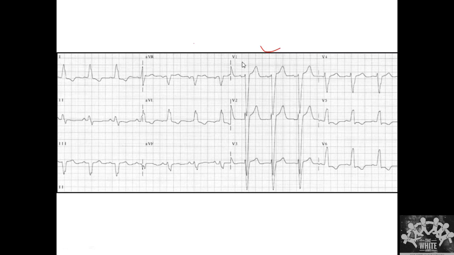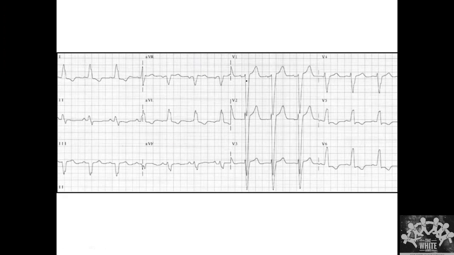Left axis deviation, correct. That should tell everything. What we are going to do is not look at only one part and say okay. You have to come to the axis also. So here you see lead 1 is positive, lead AVF is negative. So there is left axis deviation. Okay, left axis deviation.